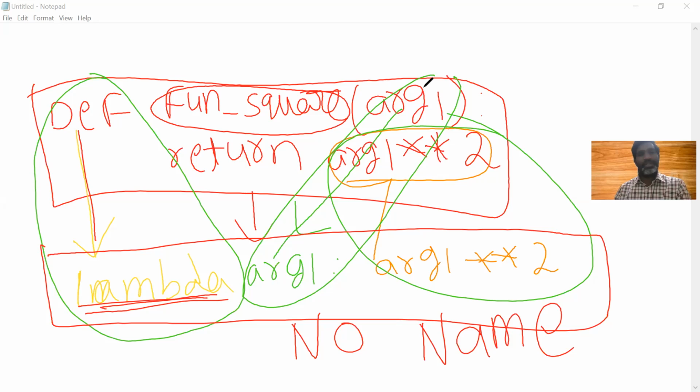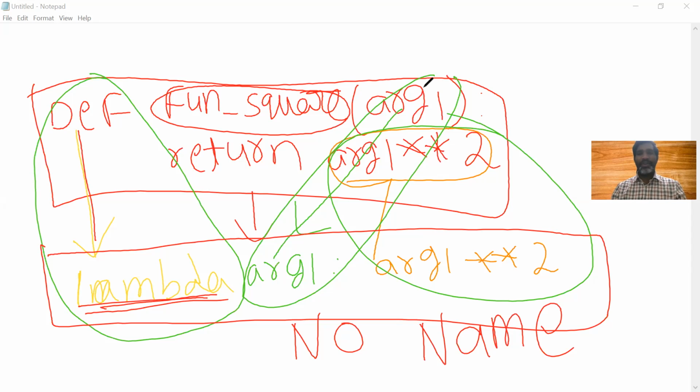Please observe this syntax once. If you carefully observe it, here the def keyword is available, here the lambda keyword is available, arguments as it is carried forward, expression as it is carried forward. Only the name is missing. That's why anonymous functions are known as lambda functions.